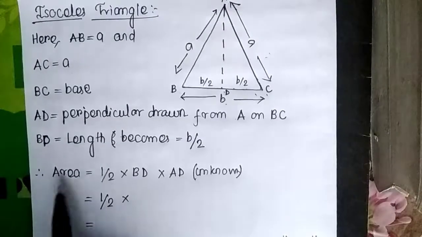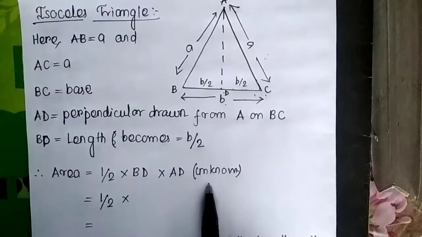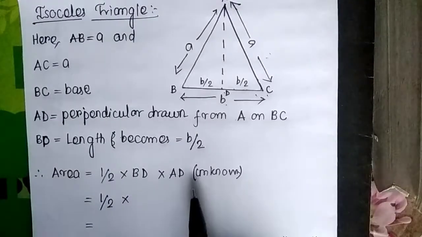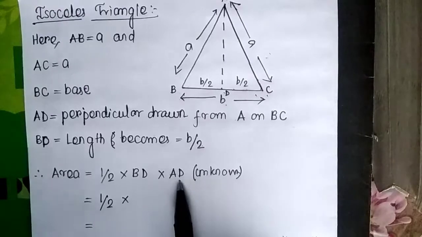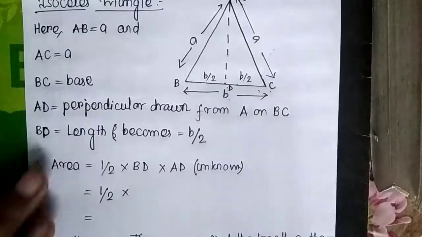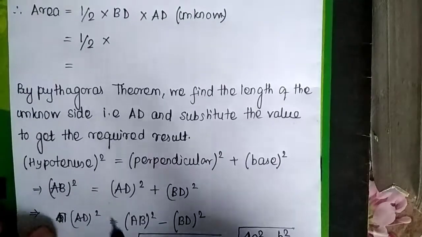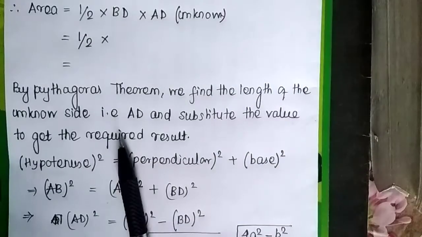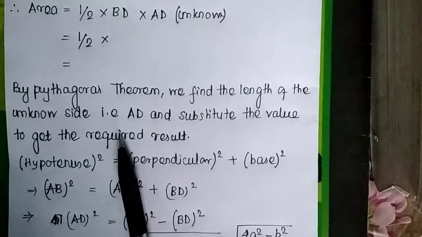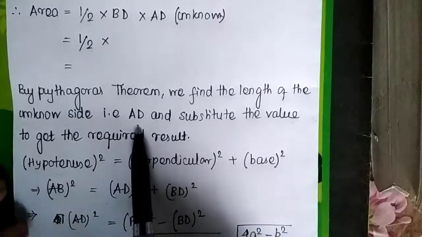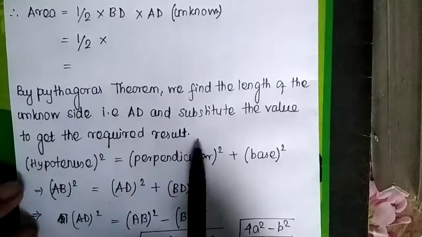Now as we all know, the area of a triangle is equal to half into base into height, where BD is the base and AD is the perpendicular height. Similarly, as in the case of the equilateral triangle, we used the Pythagoras theorem to find the unknown side of a triangle. So here also we will use the Pythagoras theorem in order to find the length of the unknown side of a triangle, that is AD, and substitute the value to get the required result.